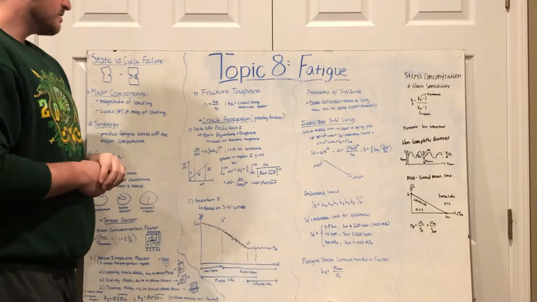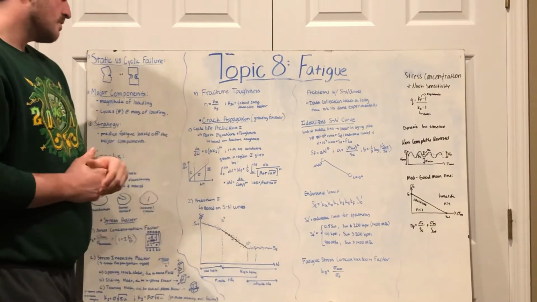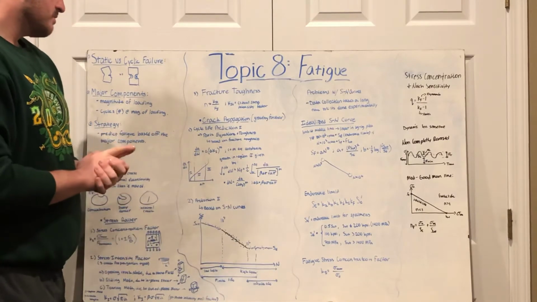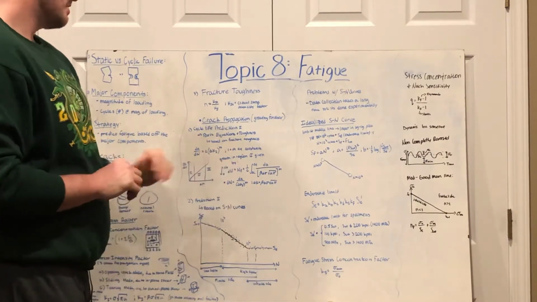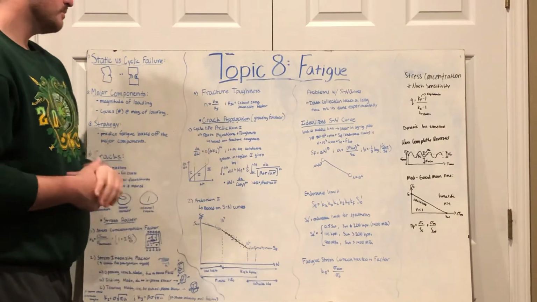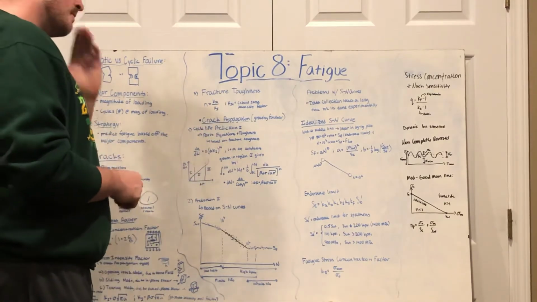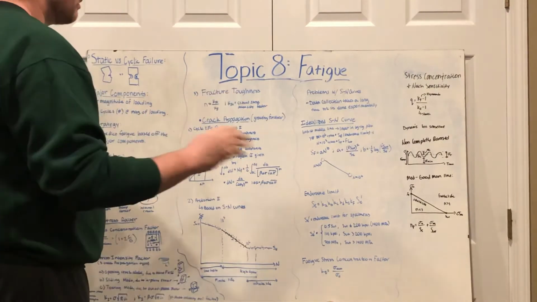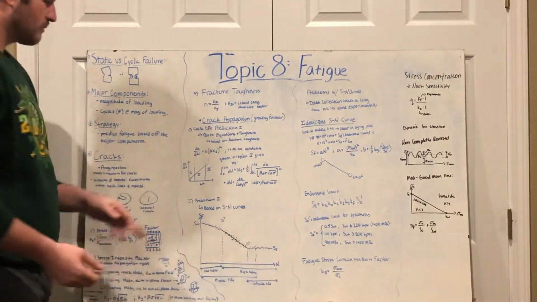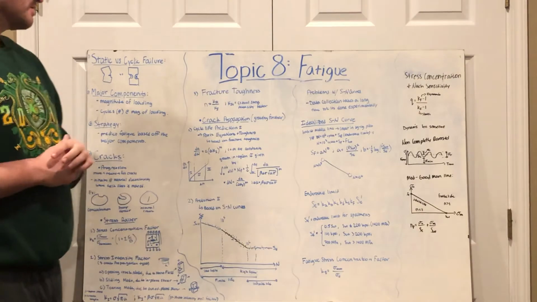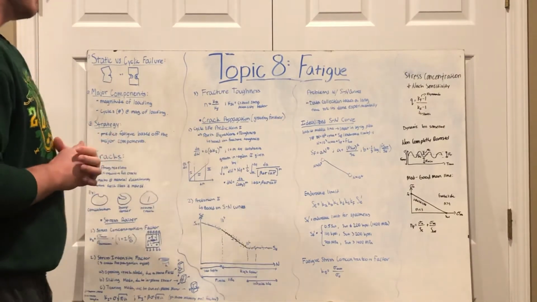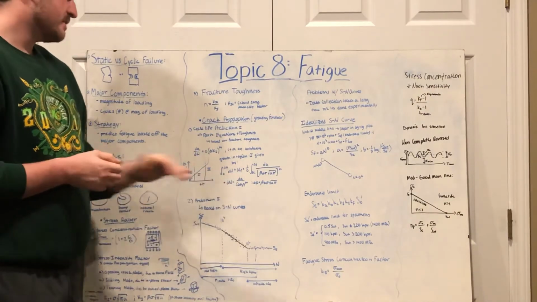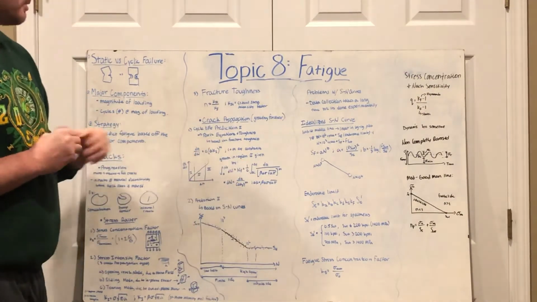We can analyze this by differentiating our Paris equation. So we rearrange it, and it's the integral from 0 to N_f of dN, so basically N_f equals 1 over C, integrating from the initial length of the crack to the final length of the crack of da over (beta delta sigma root pi a) all to the m. This is just a base equation rewritten out to show where this came from.